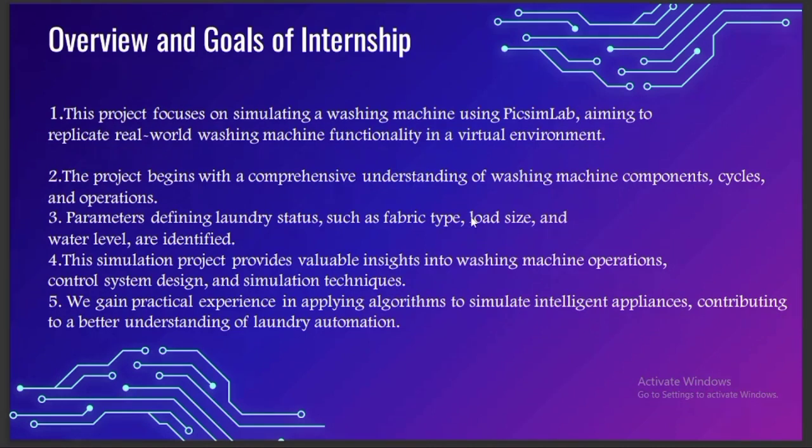And the third thing is parameters. Parameters defining laundry status such as fabric type. Here, the fabric type is the type of the cloth that we are using. Load size means the quantity of cloth we are using, and the water level are identified here. And thus, this simulation project provides valuable insights into washing machine operations, control system design, and simulation techniques. So that by this, we can gain practical experience in applying algorithms to simulate intelligent appliances, contributing to a better understanding of laundry automation.